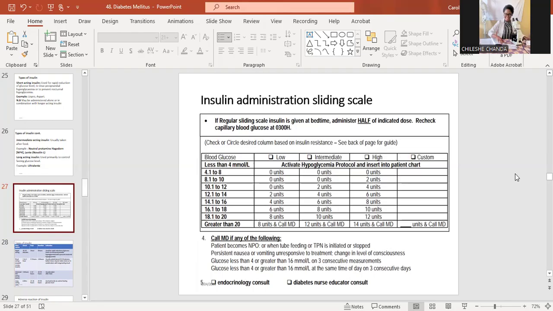So for example, this column here is showing the blood glucose level. This column is showing us the type of insulin. So we have fast acting insulin, we have intermediate acting.